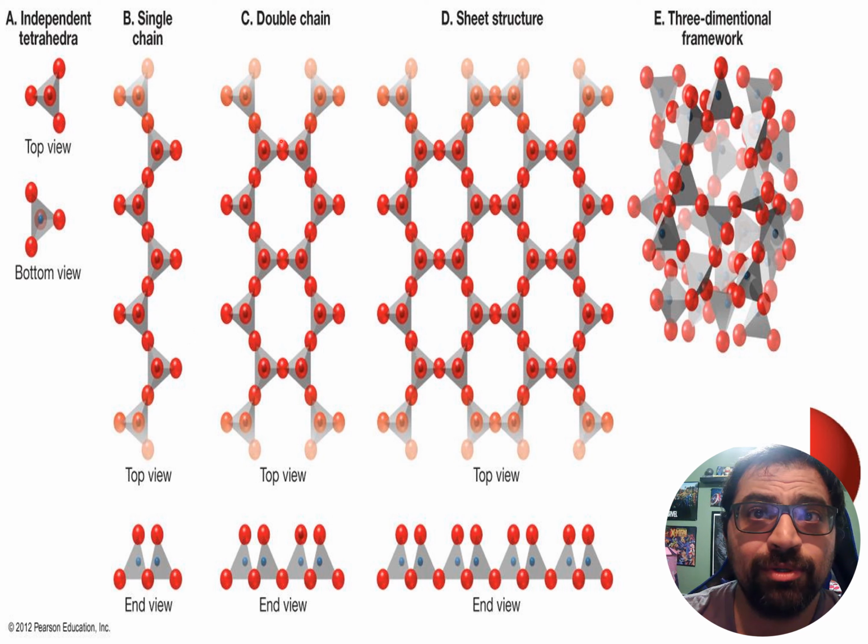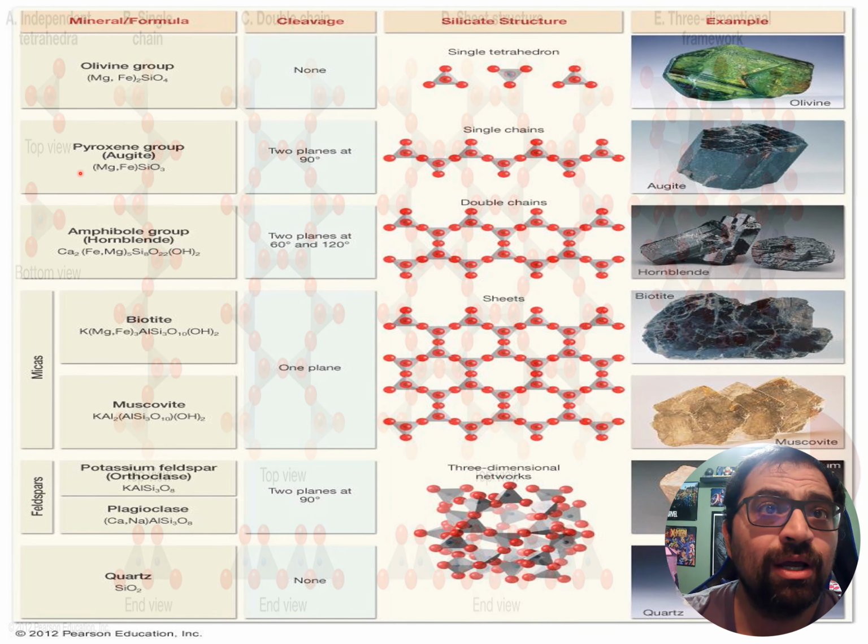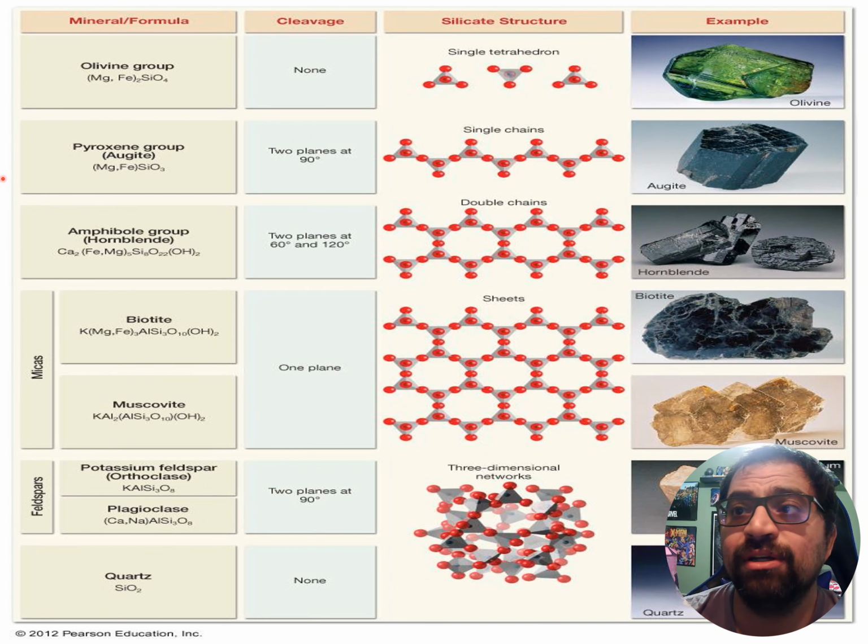Here you have a double chain. There we would have a sheet, and this would be a 3-dimensional framework. And so you can get these really complicated, convoluted forms of these various different molecules and these various different polymers and these various different minerals.